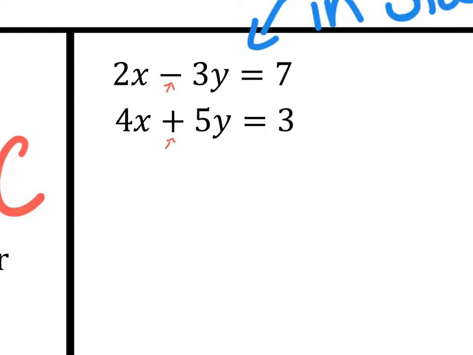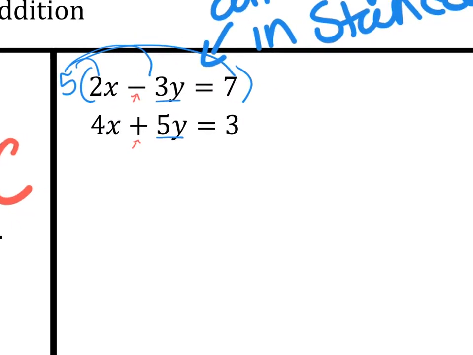But in order to have the same number with opposite signs, with a 3y and a 5y, the common multiple that they have is 15. So in order to get that negative 3y to be a negative 15y, we have to multiply this whole equation by 5. So every term, both sides of the equal sign, gets multiplied by 5.